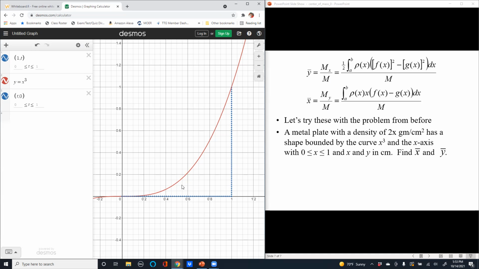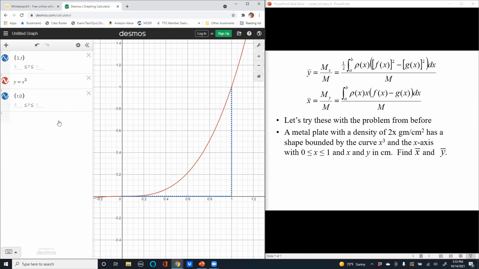We can see, 0.5 is going to be about right here. We have a lot more of the plate to the right than to the left. Plus, we have a density that's increasing as we go to the right. So we're going to expect that center of mass, x bar, to be over here.